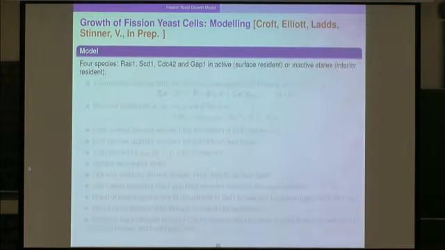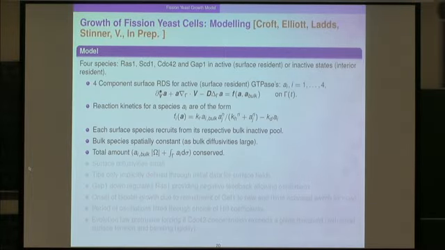We settled on a 4-species system where we took into account RAS1, SCD1, CDC42, and GAP1, and they're in two states. They're either active, which means they're resident on the cell boundary, or inactive, which means they're present in the cytoplasm. To model their dynamics, we proposed a 4-component surface reaction diffusion system posed on the evolving boundary. So this is similar to the equations that Björn was discussing in his talk yesterday. And the reaction kinetics for each species are of this form here.